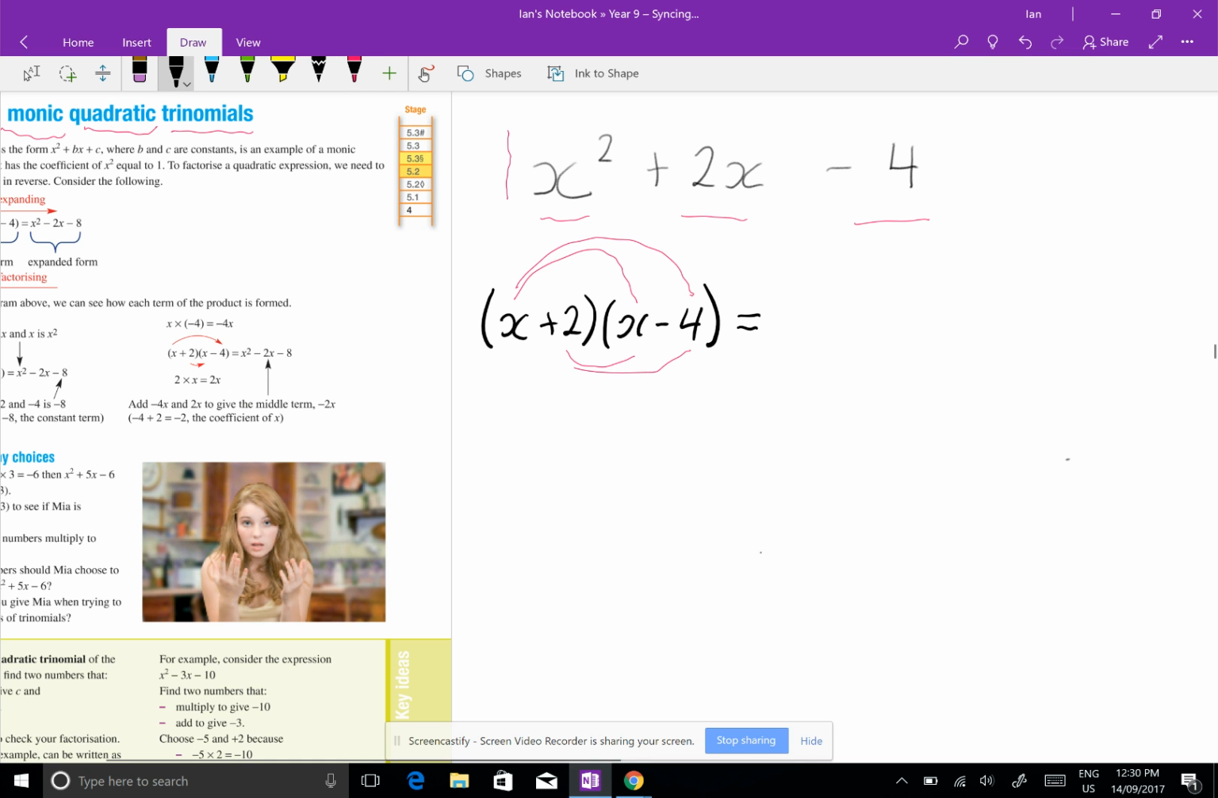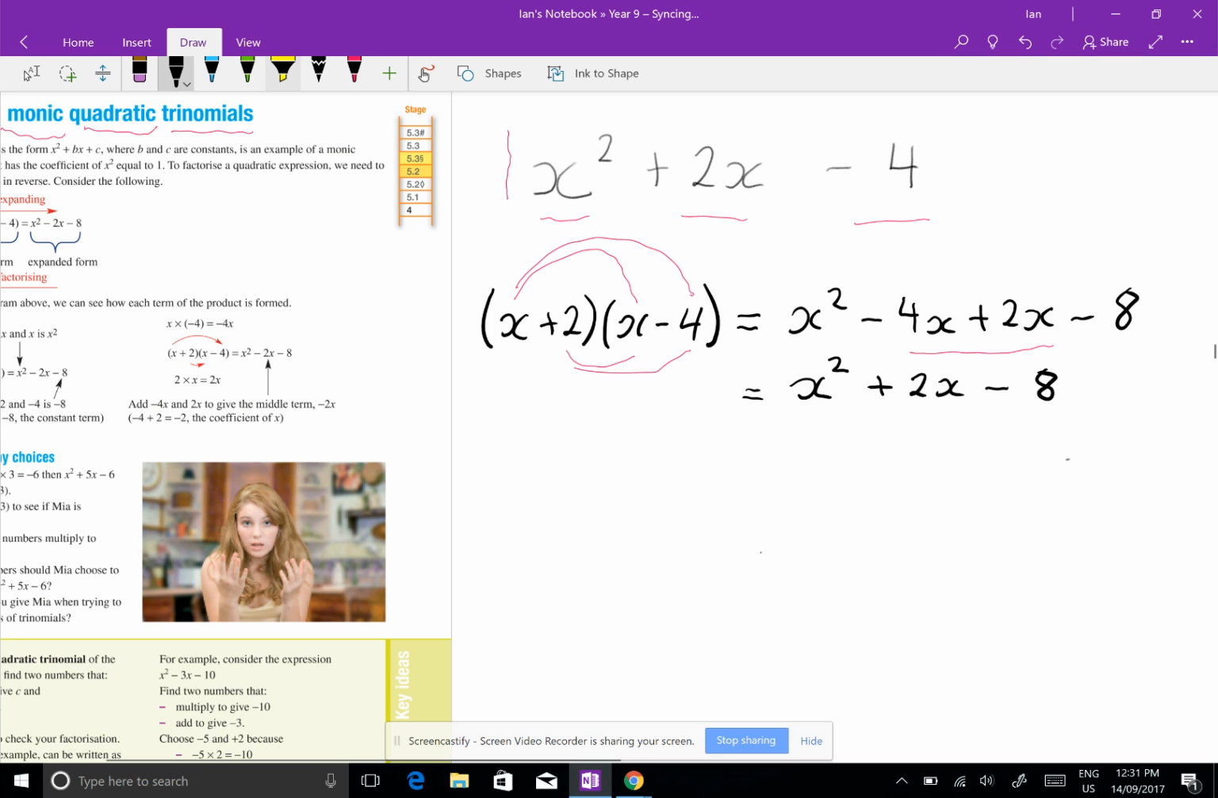So x times x gives me x squared. x times negative 4 is minus 4x. 2 times x is plus 2x. And 2 times negative 4 is minus 8. So I get 4 things, but of course, we can simplify those 2 because they're like terms. So I get x squared plus 2x minus 8.